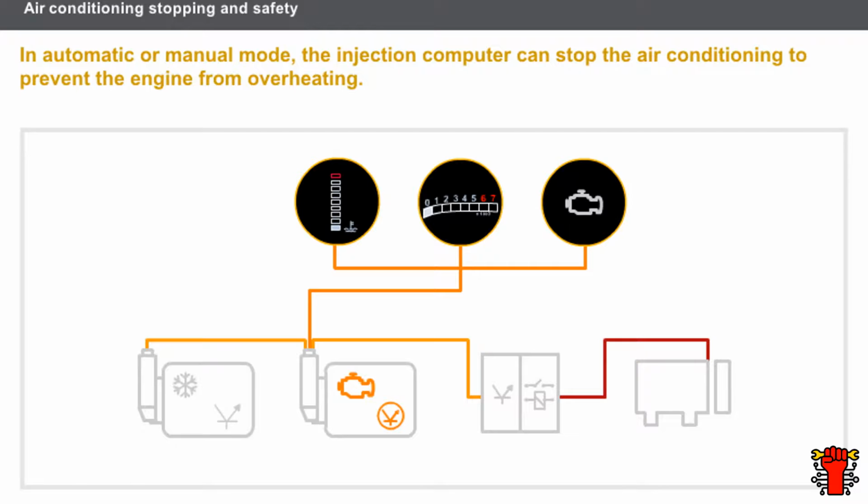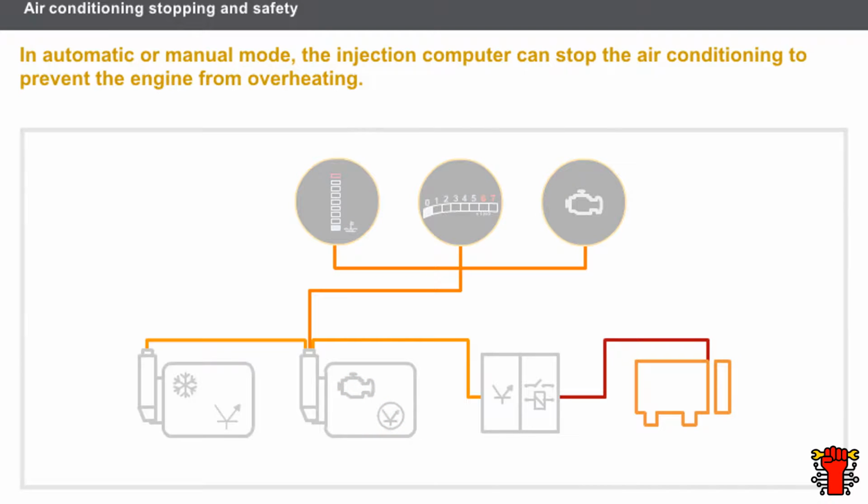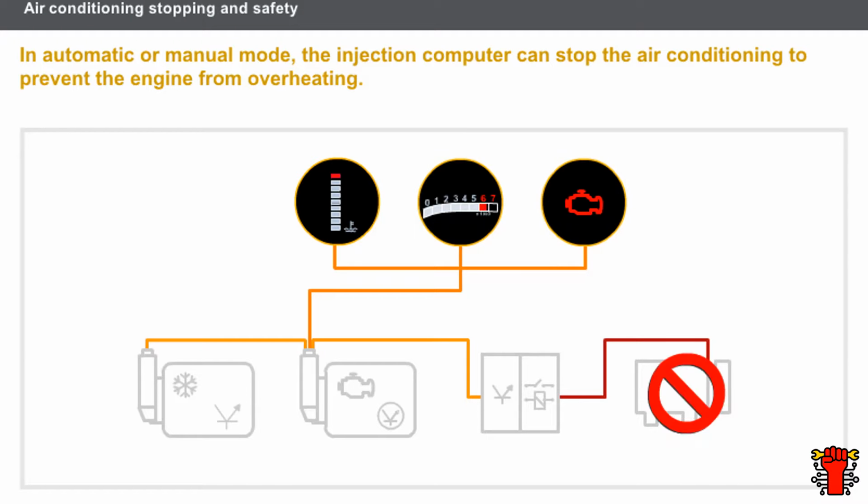In automatic or manual mode, the injection computer can stop the air conditioning to prevent the engine from overheating. The air conditioning computer cuts off the compressor supply under the following conditions. The engine temperature sensor informs the injection computer when the engine temperature exceeds the engine overheating threshold. The full load or major engine fault signal is sent to the computer.